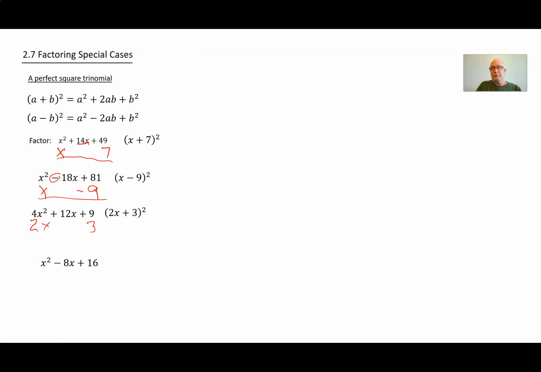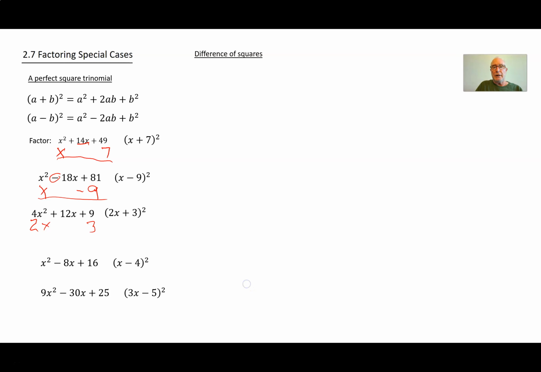Okay, here's an easy one. Factor that. How does that factor? Yes, (x - 4) squared. Simple. Here's another one. I want you to pause the presentation, factor 9x squared minus 30x plus 25, and then resume. Okay, the square root of 9 is 3, the square root of 25 is 5, 3 times 5 is 15, times 2 is 30, so that's a perfect square. So (3x - 5) squared.